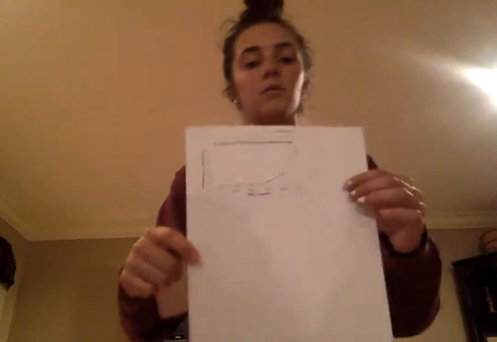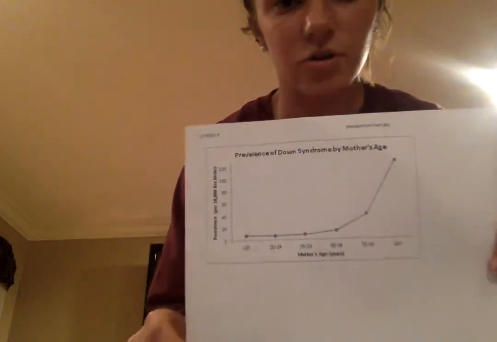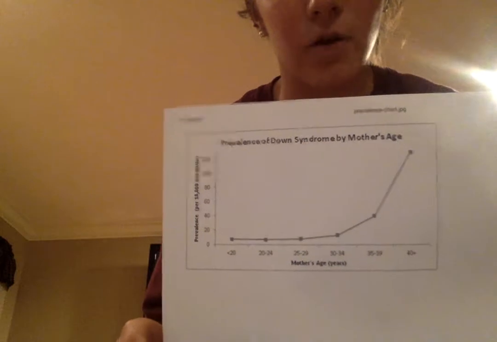Lastly, as women's age increases, the risk of having a baby with Down syndrome increases as well. At age 35, you have a 1 in 400 chance. At age 40, there's a 1 in 45 chance. And at age 45, a 1 in 35 chance. To conclude, this is my age as you grow. As you get older, you'll have more of a chance.